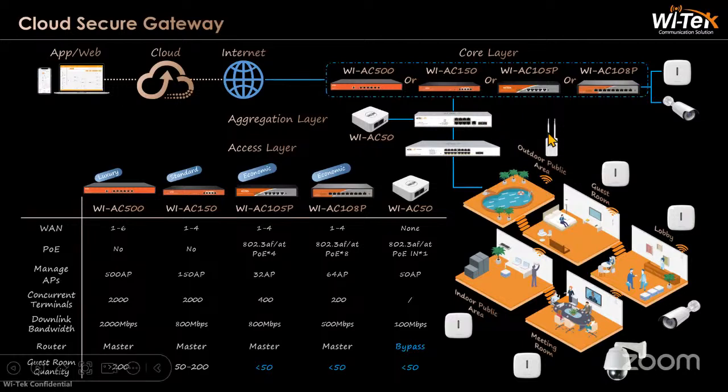Let's have a look. The core layer is the Wi-Tek gateway, in the aggregation layer we have the Wi-Tek cloud PoE switch, the core PoE switch, and in the access layer you can see PoE out to the outdoor access point and in-room access point. So you can see the Wi-Tek gateway is widely used in different public scenarios.